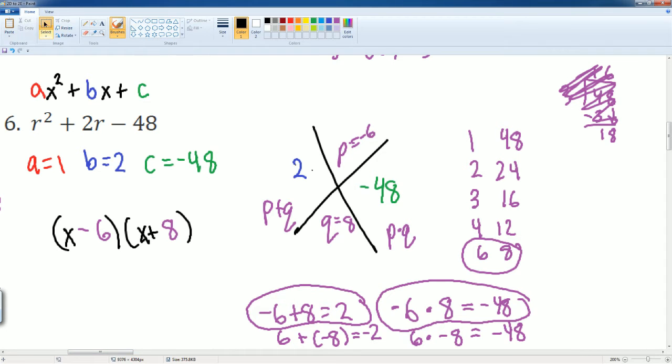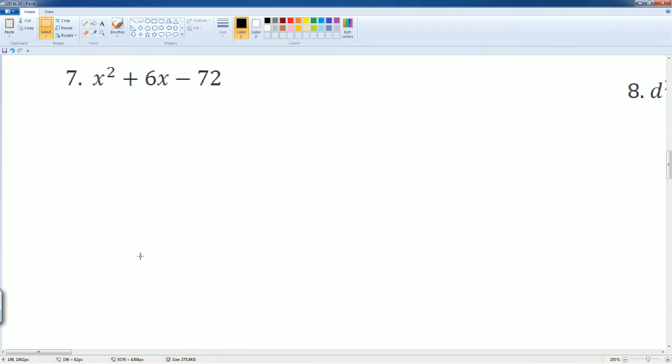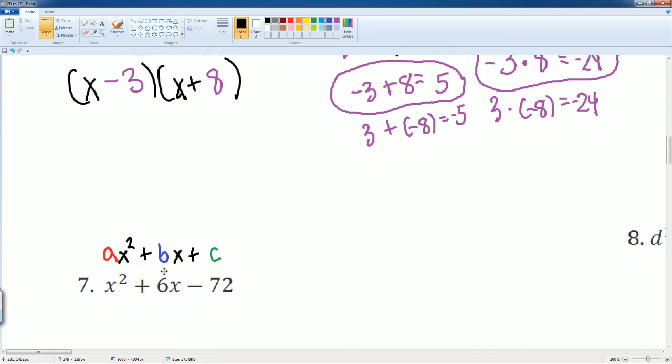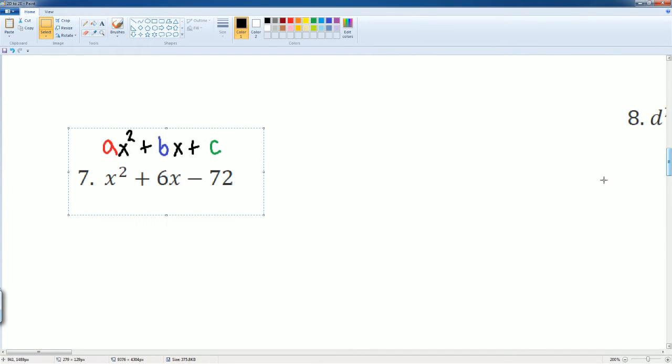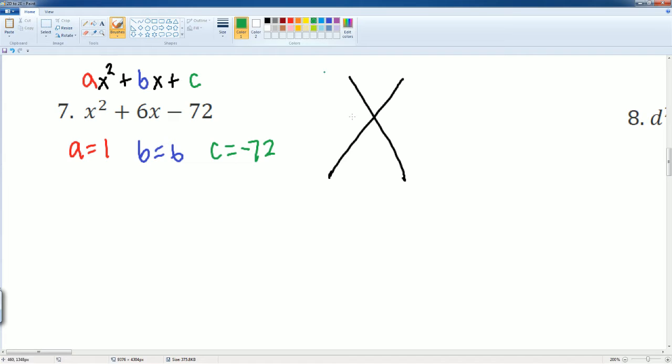Let's go to do 7. That's how it looks like. Let me move this down so it doesn't distract you. Okay. We have A is equal to 1. We have B is equal to 6. And C is equal to negative 72. Since A equals 1, we can now find P and Q using the X method. We want to find two numbers that multiply to make 72 and that add up to 6.